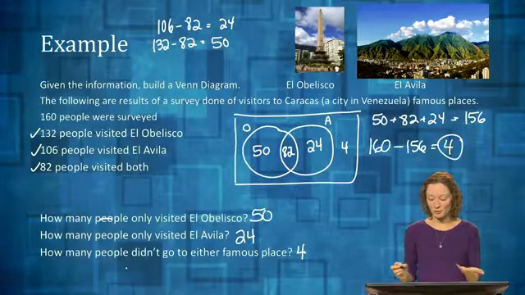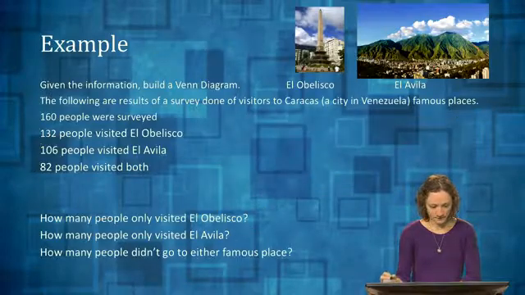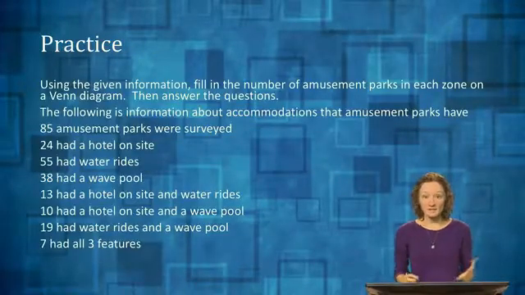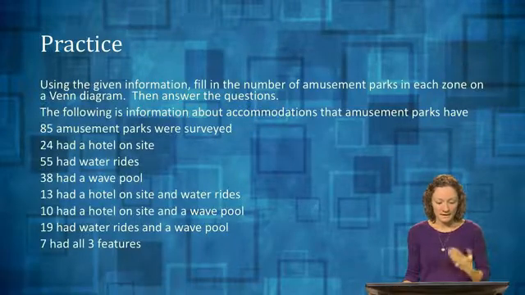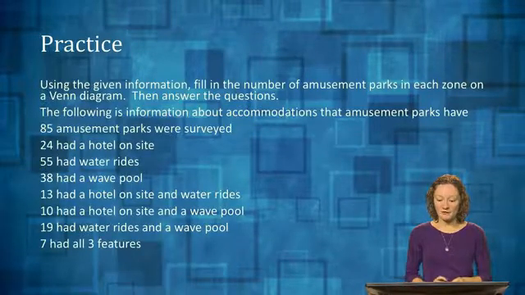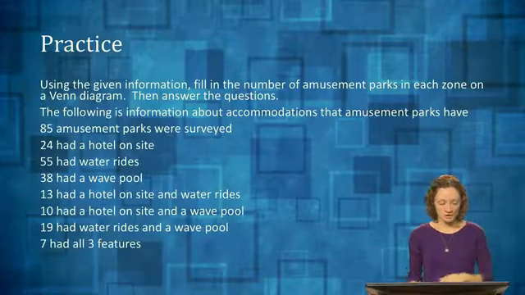All right, so this is an example with 2 sets. Let's take a look at if there are 3 sets. So I want you to give this a shot as a practice problem first. Let me talk you through it a little bit. You're going to do the same thing using the Venn diagram. Fill in the number of amusement parks that fit in each zone on the Venn diagram, and then answer the questions. The questions are on the next slide.